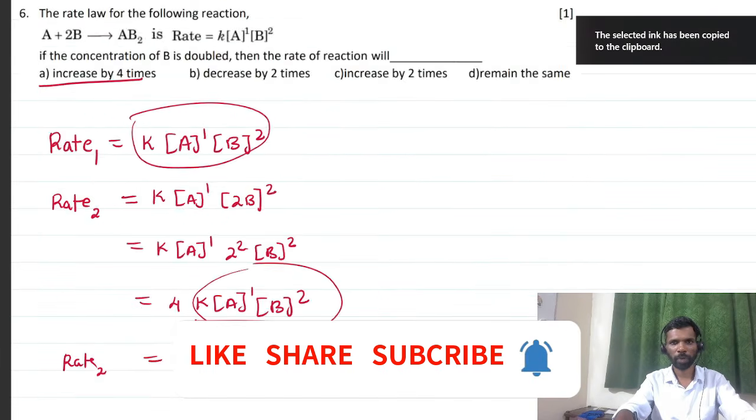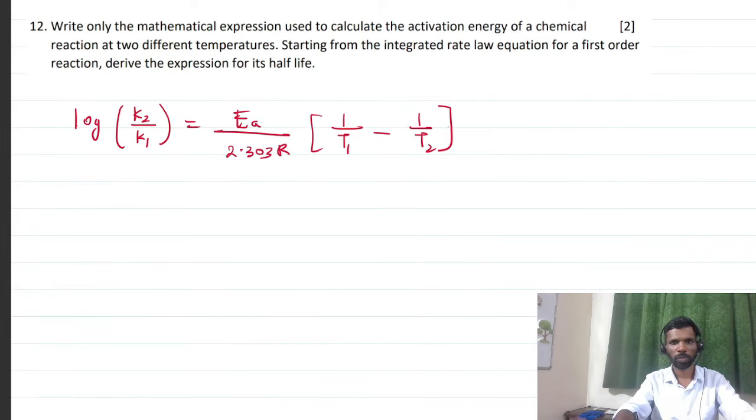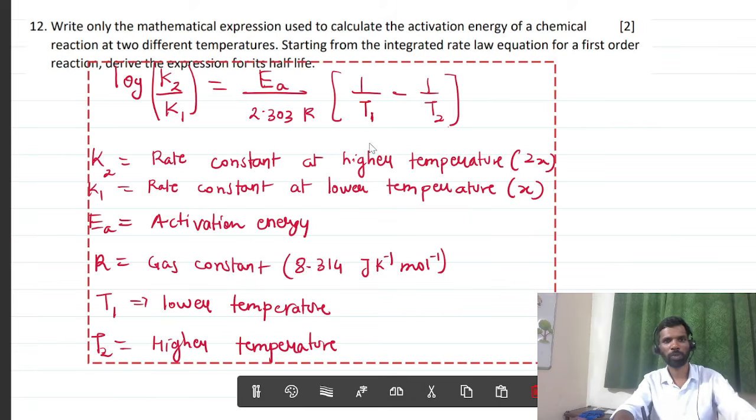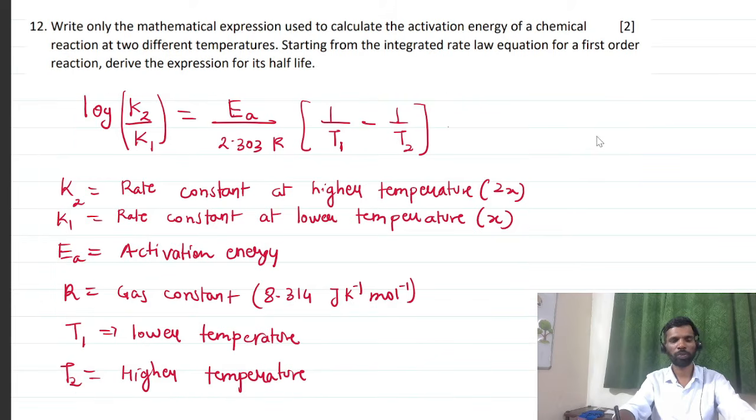But when a formula is asked, you should be defining everything. This is what the whole answer should be for 1 mark. It looks very systematic. The teacher, the examiner, understands that you know the things and sees the intent over here.